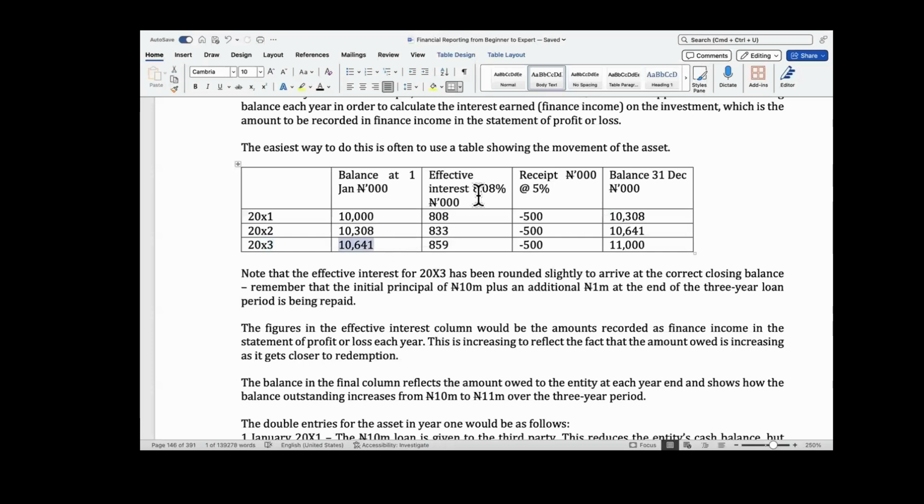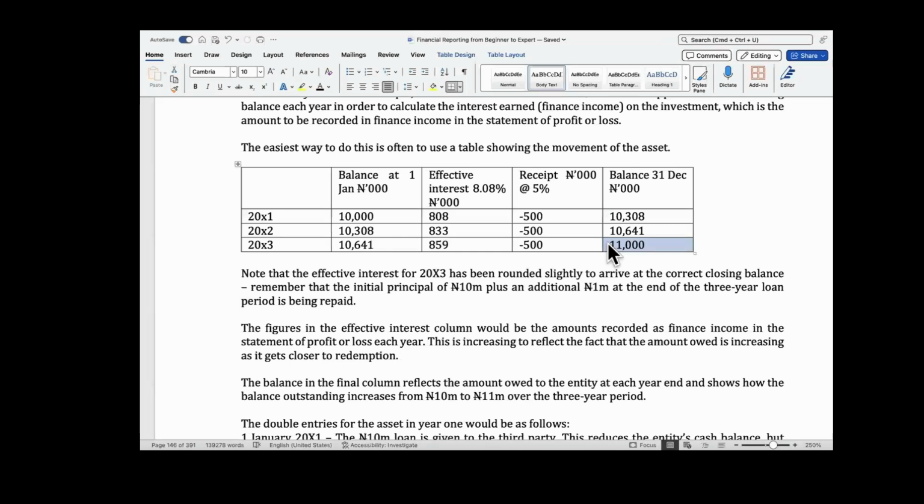10,641 opening. Again, you apply the 8.08% on that. You get 859 as your income. You are only going to get 5% of the principal, which is 5% of 10 million, which is 500,000. So by the time you do 10,641 plus 859 minus 500, you get 11,000 as the balance of your investment. This is how you have to do it.